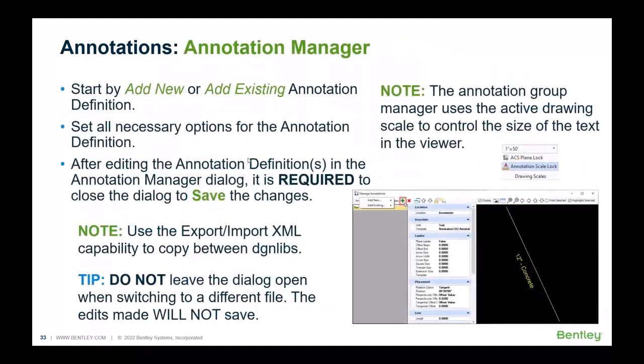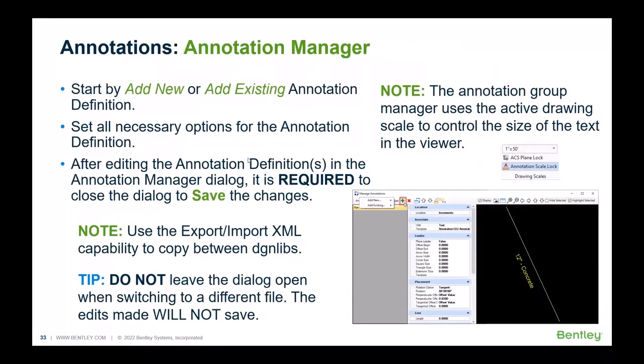Okay, the annotation manager. You would start by adding a new or existing annotation definition. There are a number of different options for that annotation definition, and it depends on what type of annotation definition you're creating. After you edit it and set up the parameters you want, you can display it through the Manage Annotations dialog. Is it the easiest to use? Not always, but you can see the display there. The only way to save it is to close the Manage Annotations dialog. Once you close it, you've saved your changes. So be aware of that as well.